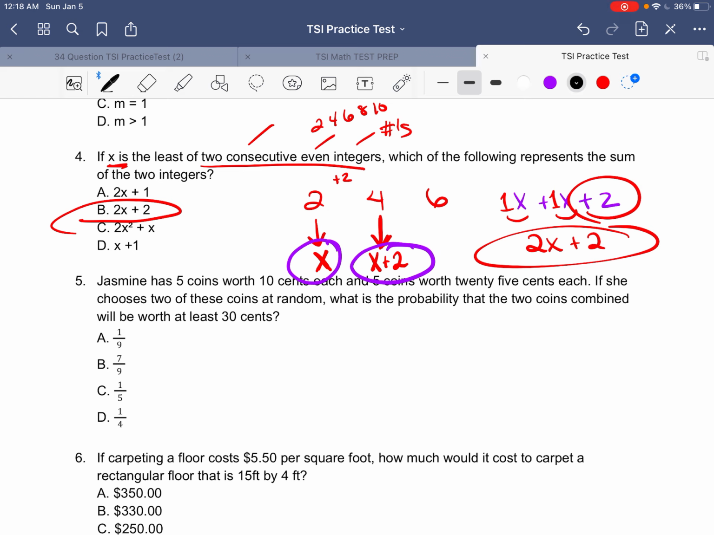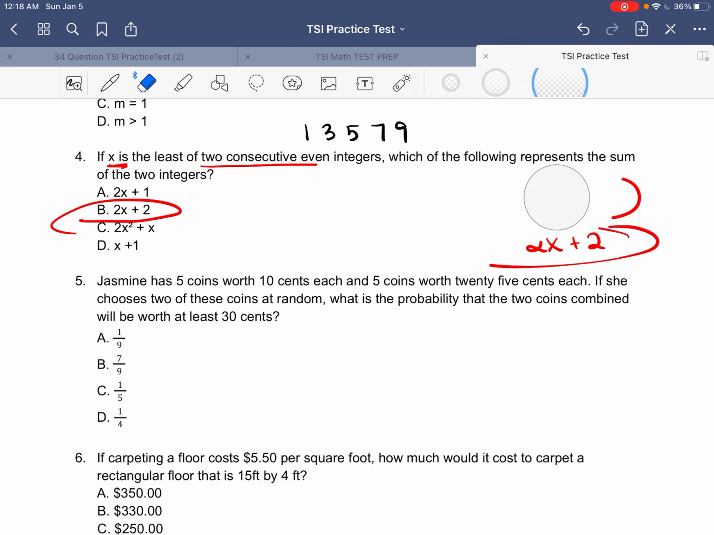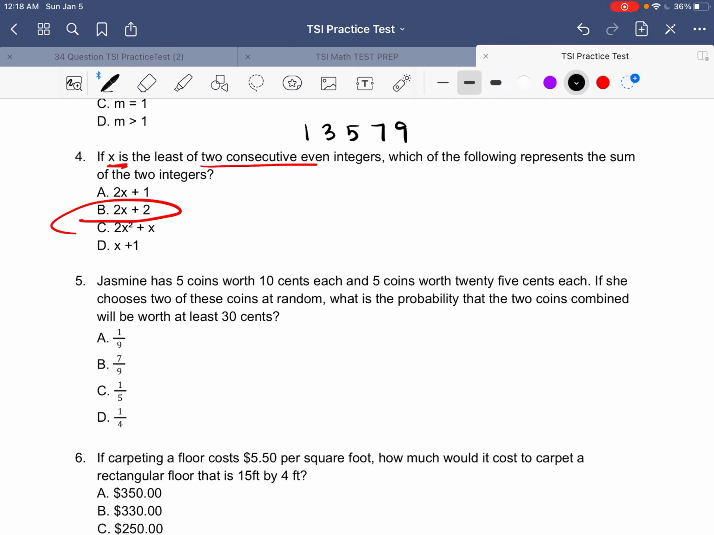Just as a reminder, if this were to say two consecutive odd integers, then we'd be talking about odd numbers: 1, 3, 5, 7, 9. And again, they're always still going up by 2. So if I had x is equal to the first integer, in order to get from the first one to the second one, you have to add 2. So the second integer would be x plus 2. So whether it's even or if it says odd, the first integer is always going to be x.